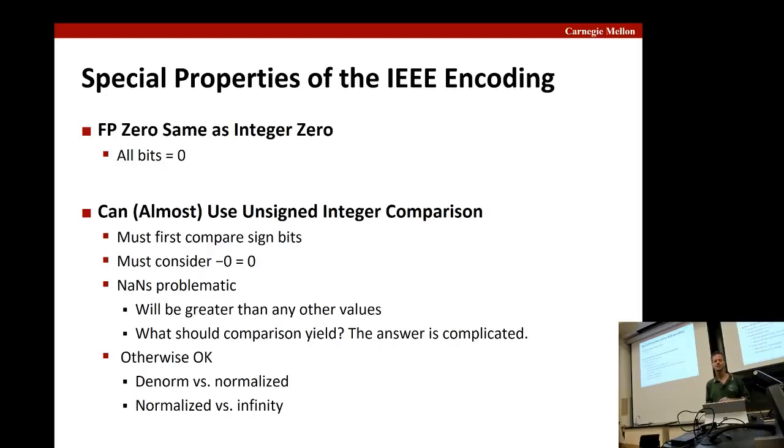So some properties of this: if every bit is 0, that's interpreted as 0, okay? And that's nice because that means it's the same bit sequence as 0 in integers, in 2's complement or unsigned. So that's good, the positive 0 is the same. The other thing that's interesting is that if you want to compare two floating point numbers, you can almost get away with just looking at their bits as unsigned numbers and comparing them. Okay?